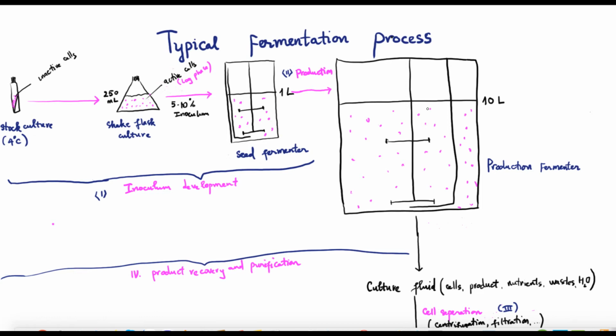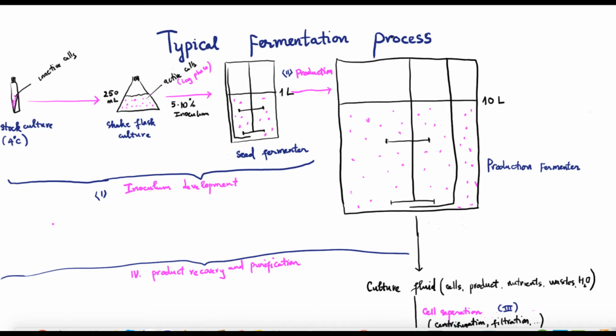So this video explains a typical fermentation process. A fermentation process normally starts with a stock culture. Stock culture contains inactive cells. So before we produce any product from these cells, we need to activate them first. The cell activation process is also called inoculum development or inoculum preparation.